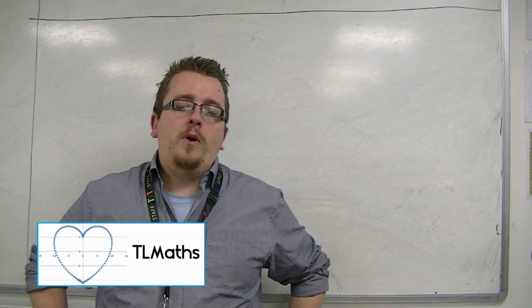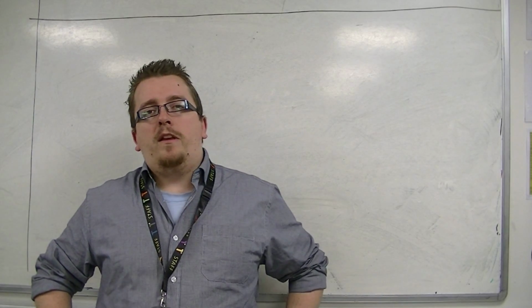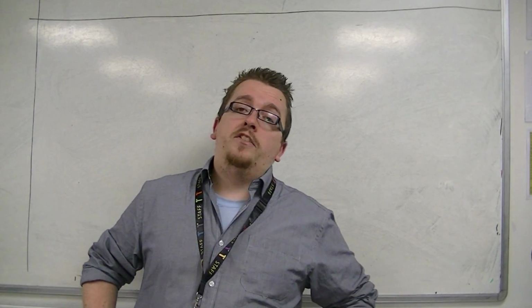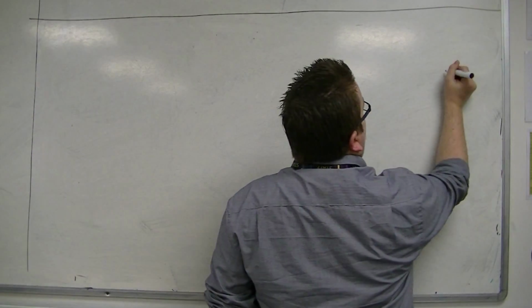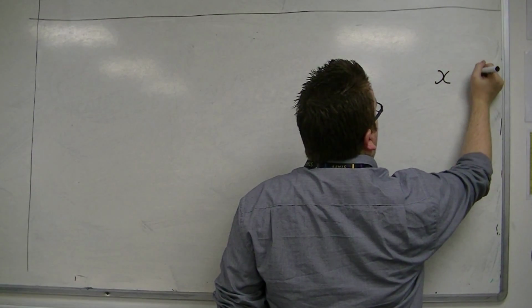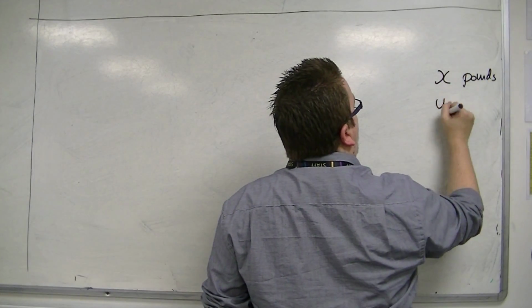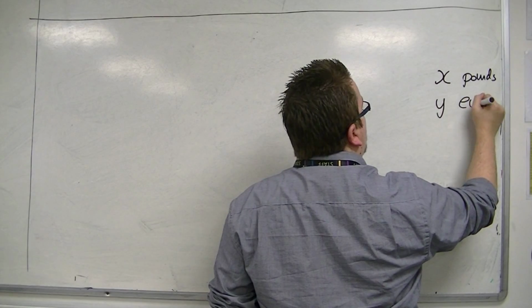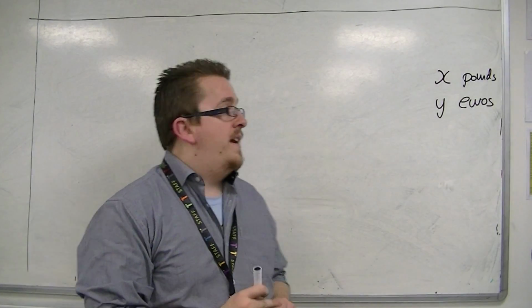Okay, so to understand collecting like terms, I'm going to be using the concept of pounds and euros. We're going to say that the x's are pounds, so English pounds, and y is going to be euros. So first of all, notice how I write my x's.